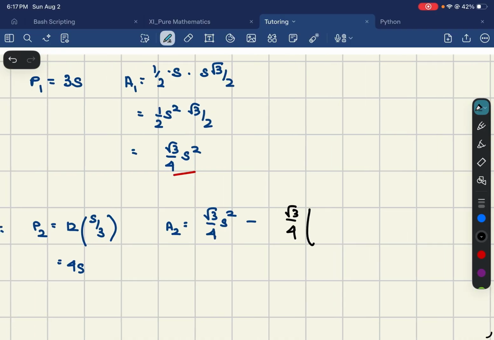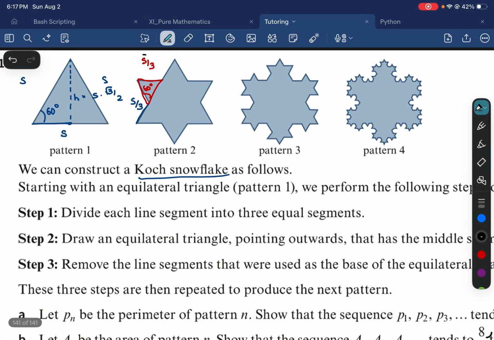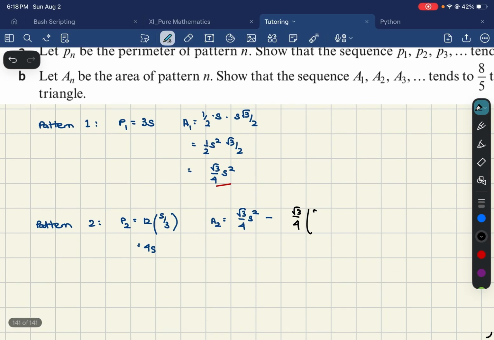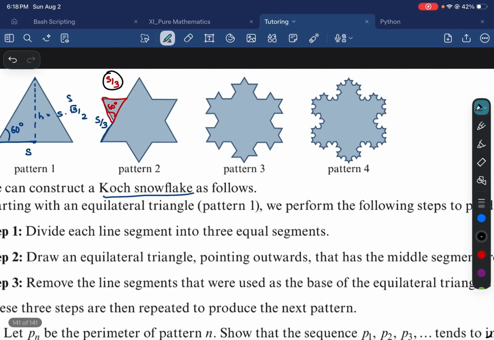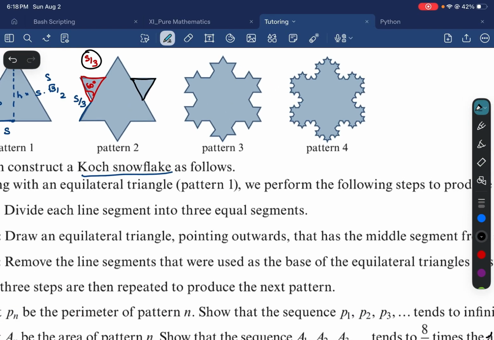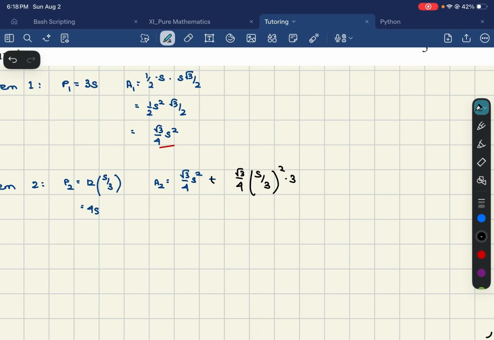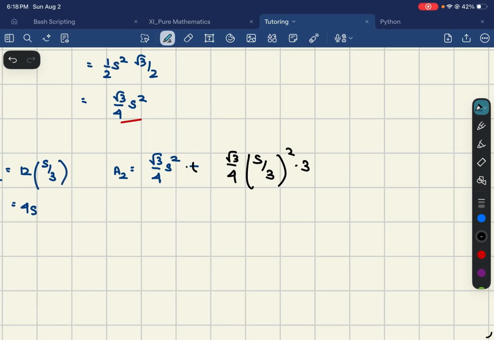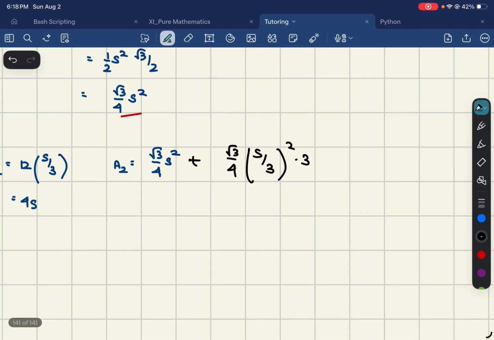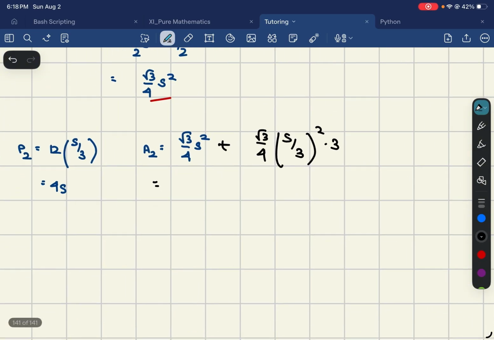And now what is the new side? Well, the new side is S over 3 squared, but how many triangles do we have like that? 1, 2, and 3, right? So we are going to have to multiply by 3, and we are adding these two together, right? We're not subtracting, we are actually adding. All right, so now let's simplify this. So we have root 3 over 4 S squared plus 3 root 3 over 4 times S squared over 9.